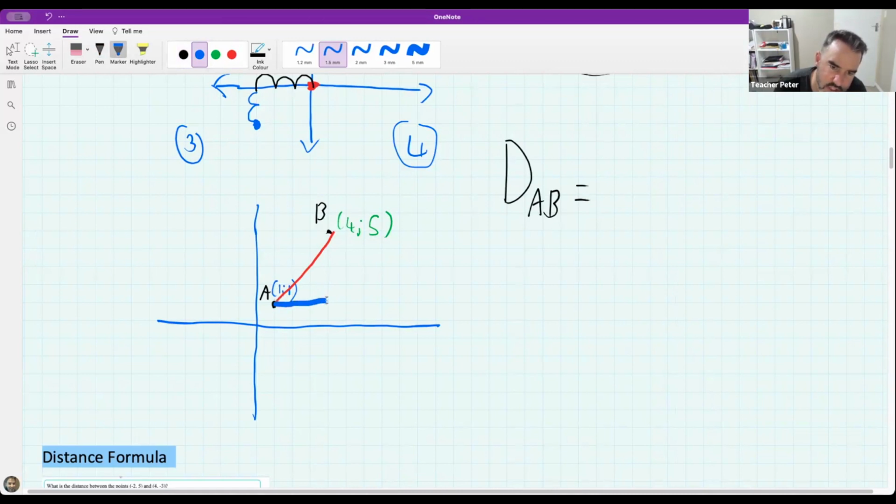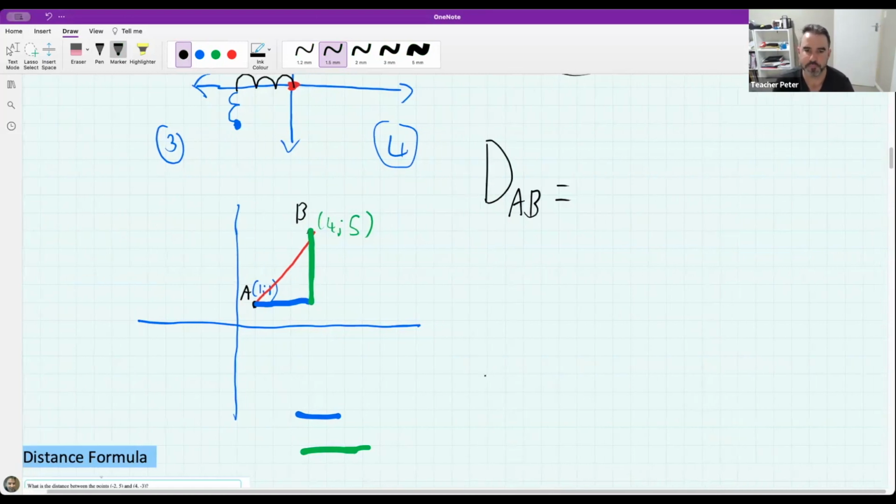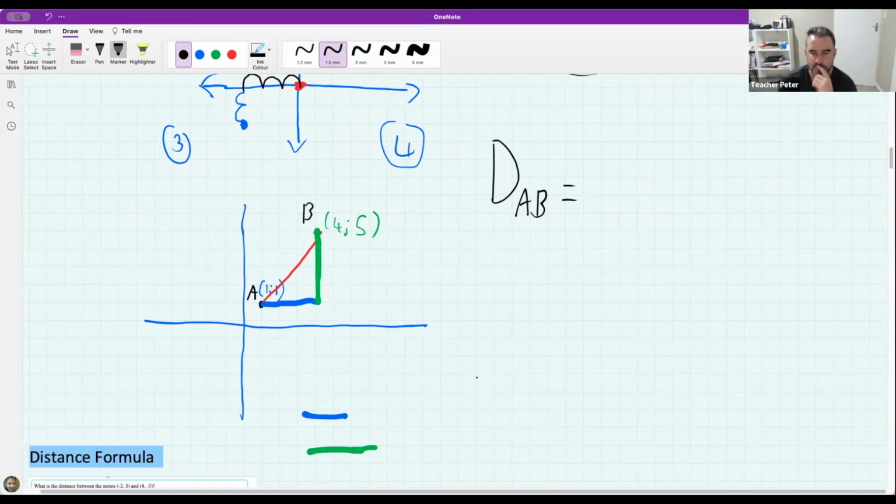If I had to say to you, how long in blocks is the blue line and how long in blocks is the green line, could you tell me, just by looking at the blocks? How long is the blue block and how long is the green block? Yeah, so the blue block is 3 and the green block is 4.